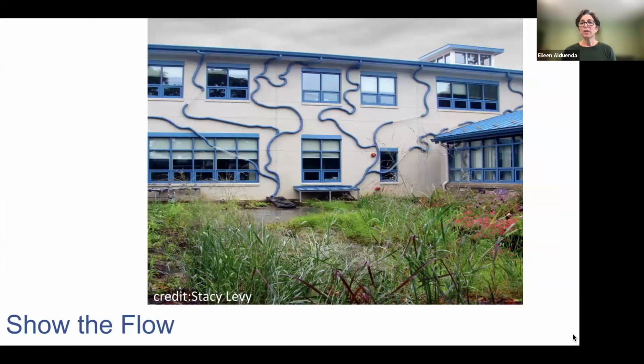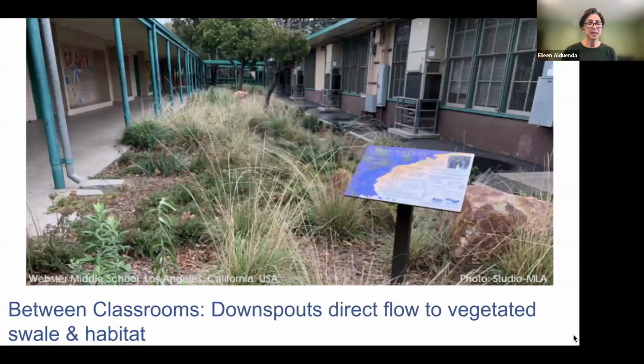Okay, so whenever we have an opportunity, we want to show the flow. And I think this is an amazing example of how we can do that, just starting at the top of the watershed, which is our rooftops, and showing that flow through some really artistic downspouts, making sure that water is then moving away from those buildings into planting areas that can be used as outdoor classrooms. This is in Philadelphia. Next slide, please.